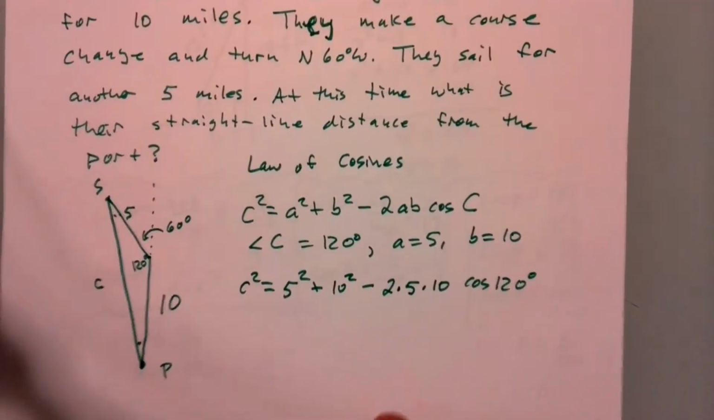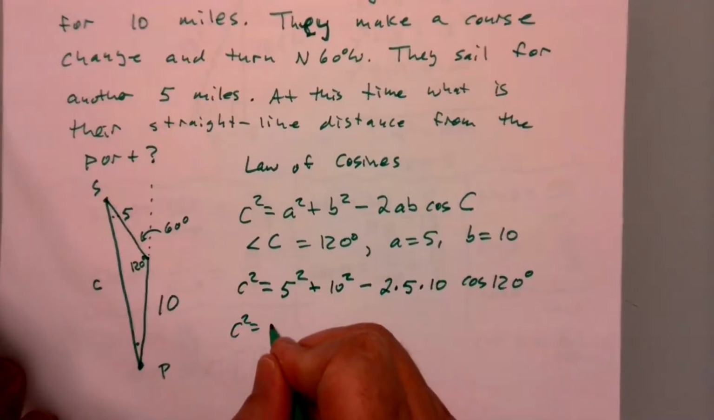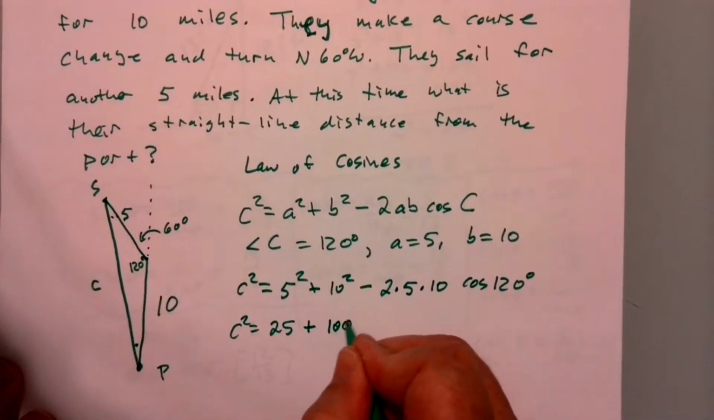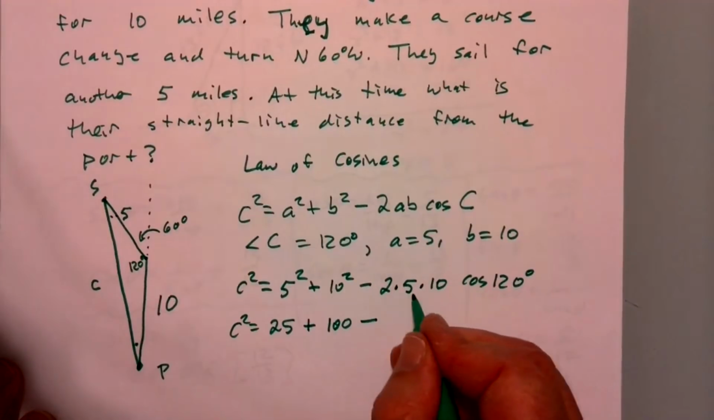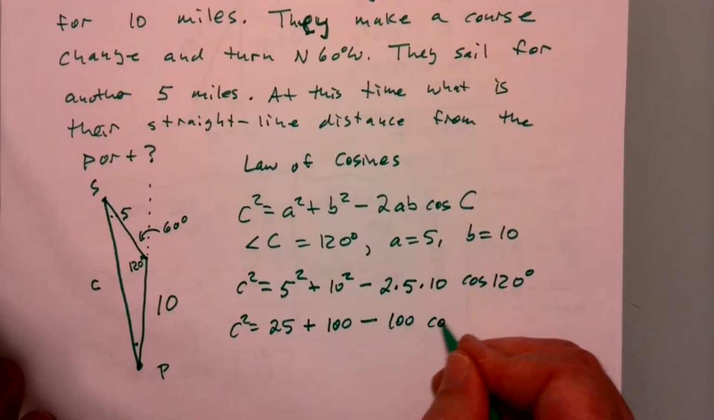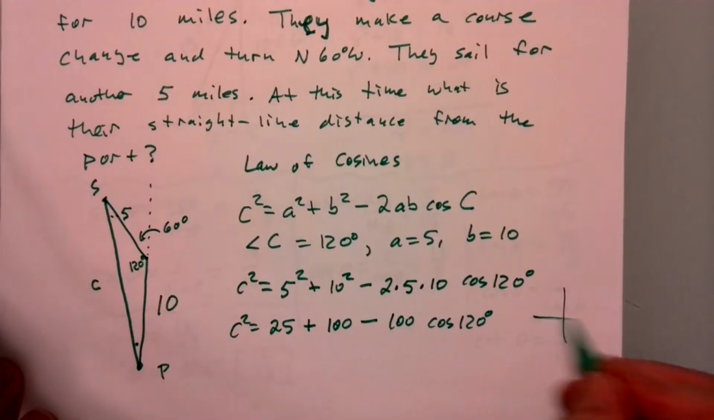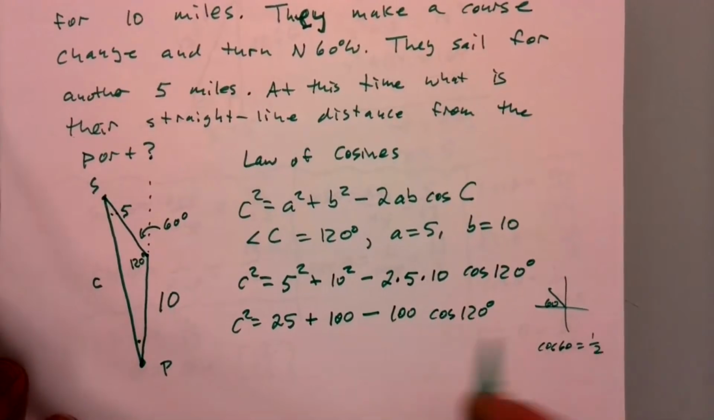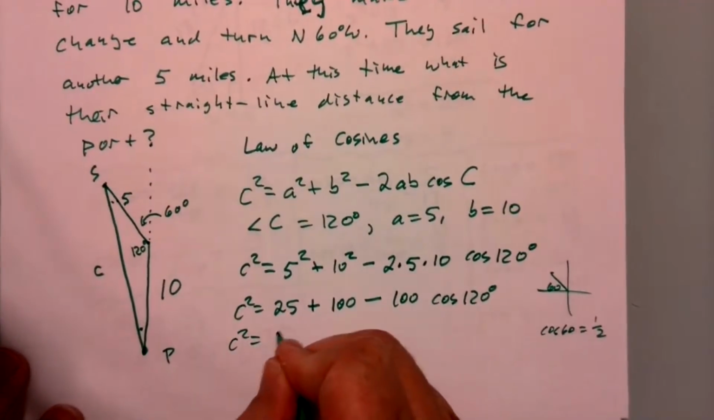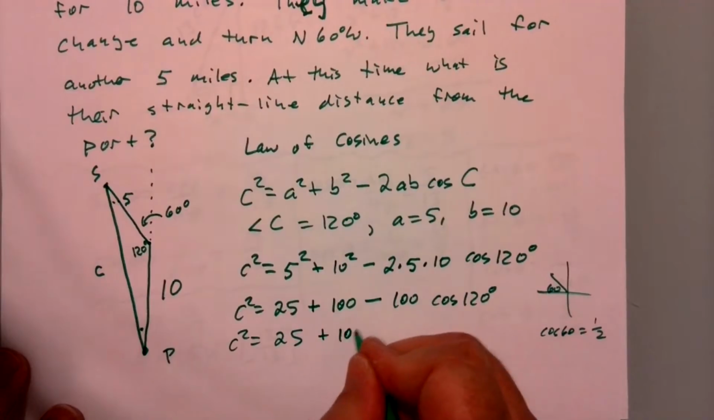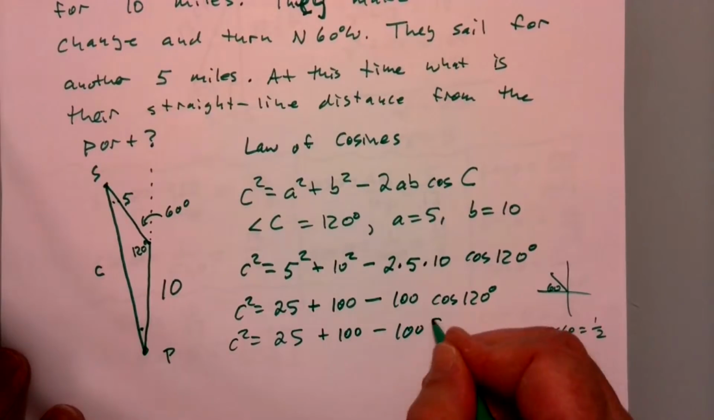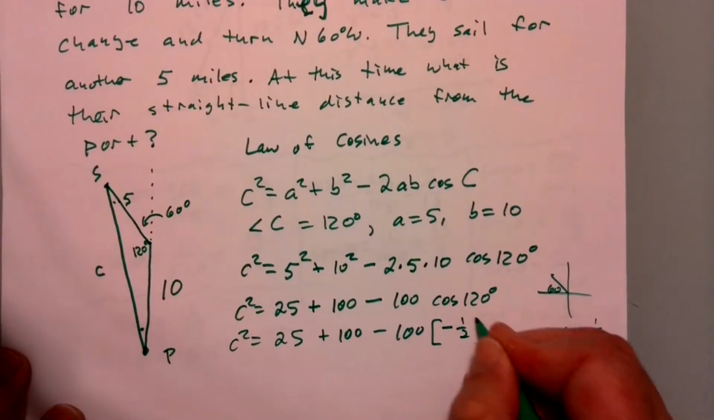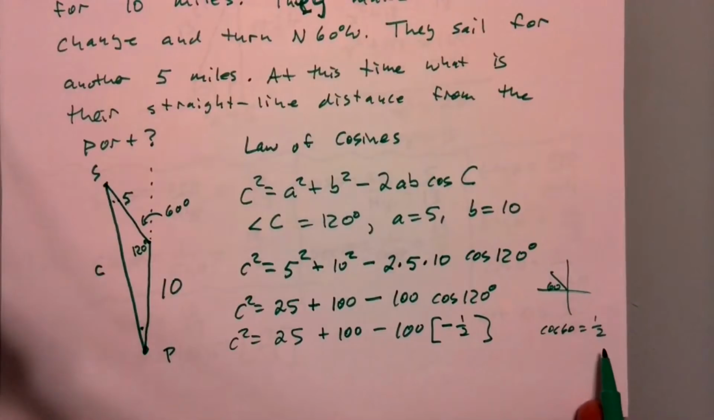Continuing with our computation then, we get c squared is 25 plus 100 minus 10 times 10. 2 times 5 is 10 times 10 is 100. Cos 120. Now, let's think about cos 120. 60 degrees is a reference angle. It's the same as cos 60, but in the second quadrant. Cos 60 is a half, but in the second quadrant, cosine is negative. So cos 120 is negative 1/2. So we'll say c squared is 25 plus 100 minus 100 times cosine 120, which is negative 1/2. Again, 120 is in quadrant 2. Reference angle is 60. Cos 60 is a half.